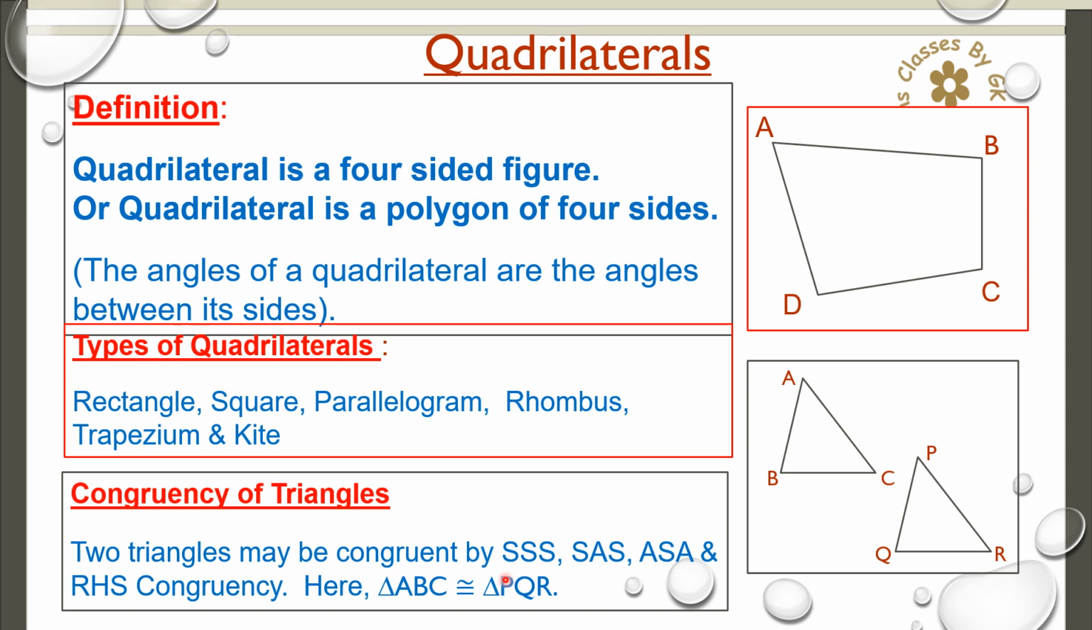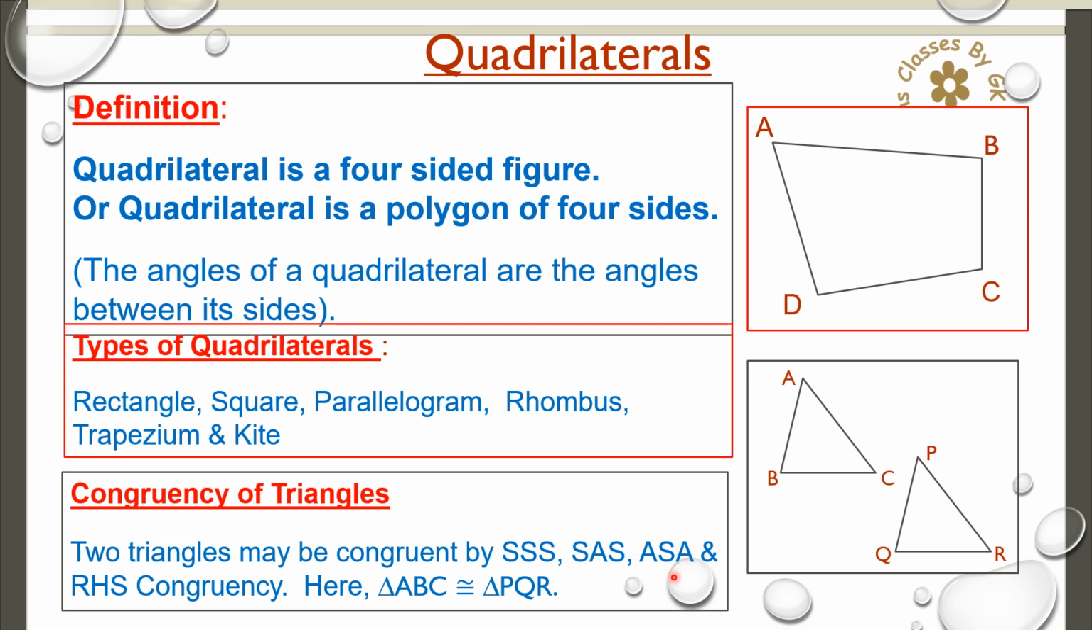Now, two triangles may be congruent by SSS, SAS, ASA, and RHS congruency. SSS means if the three sides of one triangle are respectively equal to the three sides of another triangle, then the two triangles are congruent by SSS. SAS, if the two sides of one triangle, maybe these two, are respectively equal to the two sides of another triangle, and the angle which comes in between should be equal, then the two triangles are congruent by SAS.